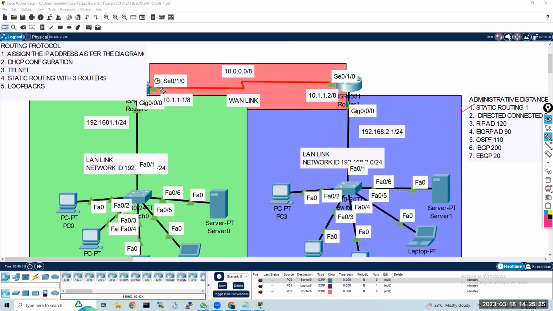If it is directly connected, as we can see, these 2 switches are connected directly, the AD value is 0. If it is 1, that means it is static routing. As already mentioned here, for RIP the AD value is 120, for EIGRP 90, OSPF 110, IBGP 200, EBGP is 20. We have to remember these, guys, these are all interview questions if you apply for any job in an organization.